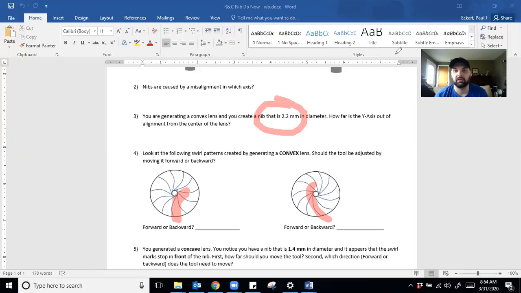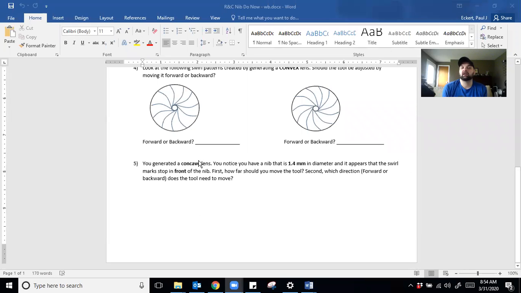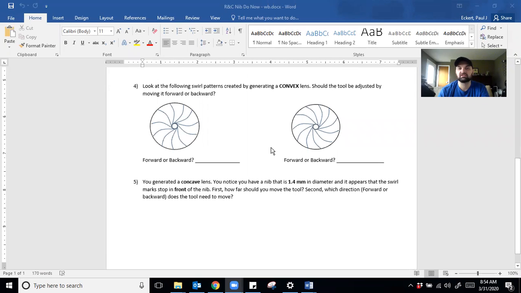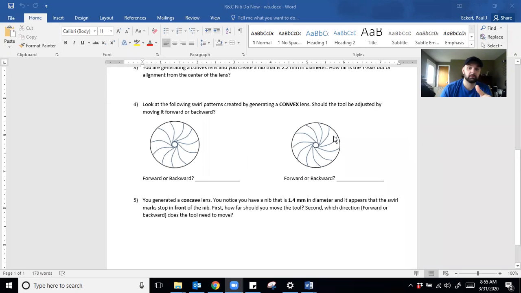So then, once I've given you all that information, I'm going to clear all my drawings so I can scroll down. Number 5 says you generate a concave lens. You notice you have a nib that's 1.4 millimeters, and it appears that the swirl patterns stop in front of the nib. Now, two key things. Number 4 was asking about convex lens. Remember, concave is opposite. So if this were concave and you had swirl patterns that were in front, you'd want to move the tool forward. And if you had a concave swirl pattern where the swirls were wrapping around, you'd move the tool backwards. It's opposite.